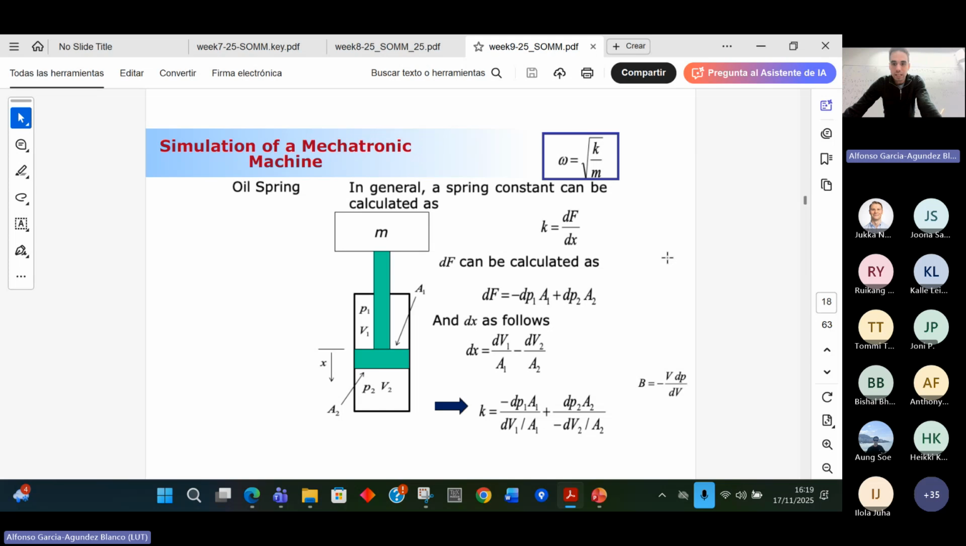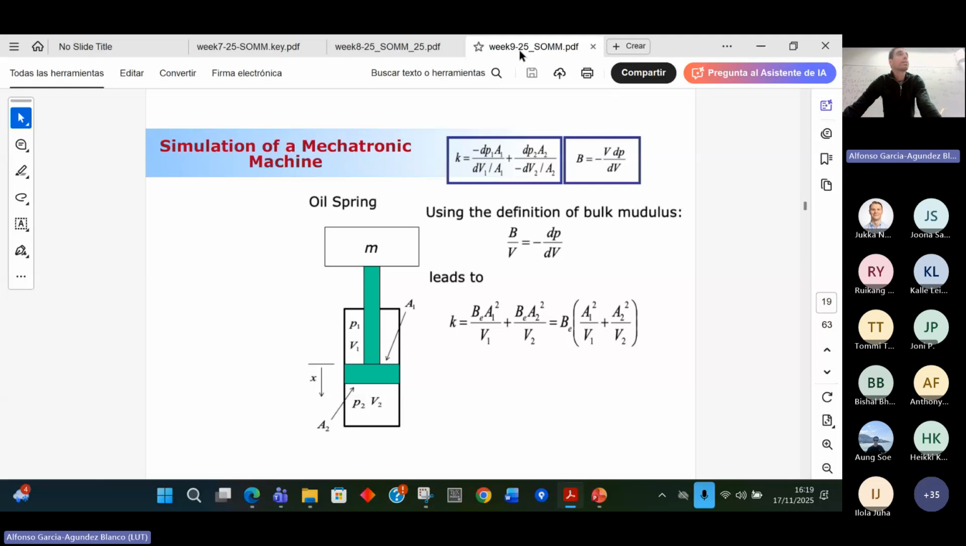You can find this exercise, if you want to redo it for practice for this assignment, in slides 18 and 19 of the week 9 slides, okay? Just to review for assignment 9. You have there a clue of the exercise. Yes? Yes.